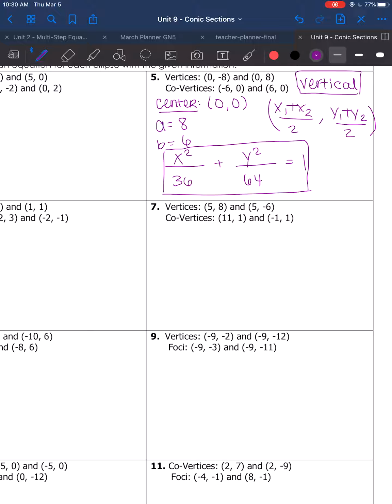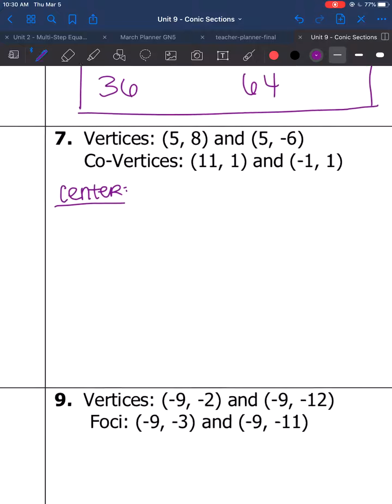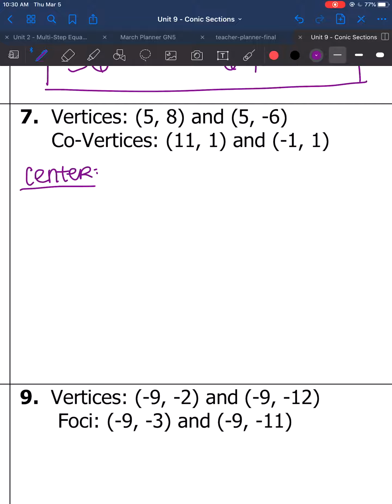So I have vertices and co-vertices again. So let's use the midpoint formula this time. Just zoom in so we can see it better. So center, let's use the vertices. 5 plus 5 over 2, and then 8 plus negative 6 over 2 gives me 5 and 1. So my center is 5, 1.